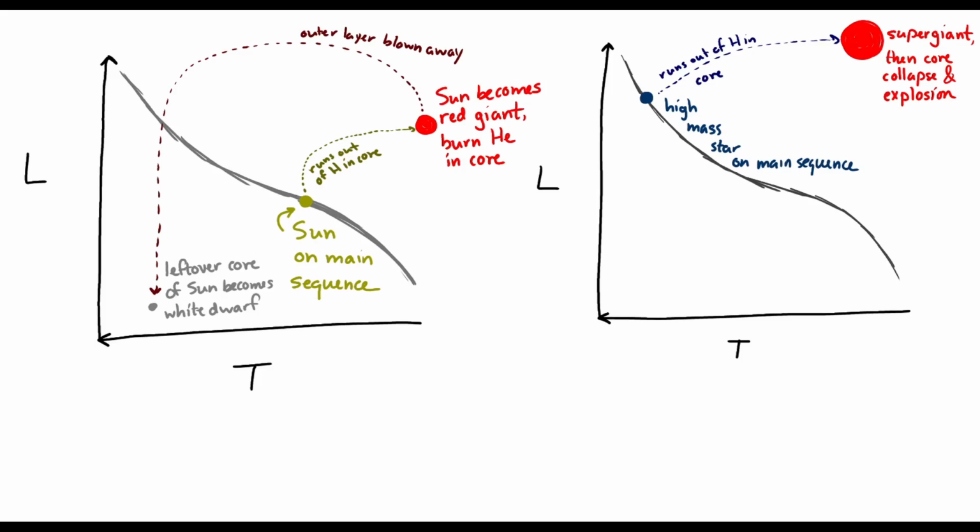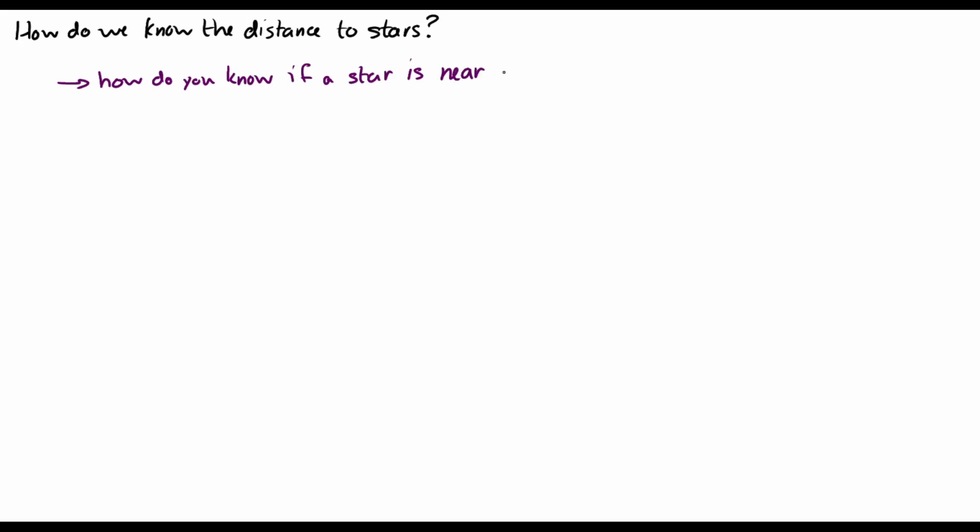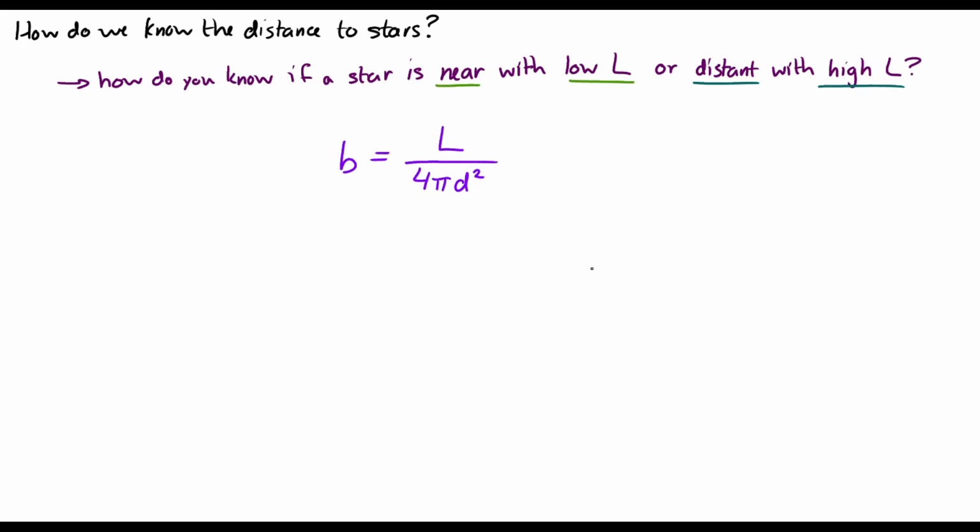Now let's take a step back and think about, how do we know the distance to stars? For example, if you see a star in the sky, how do you know if it's a near star that has a low luminosity or a very distant star that has a high luminosity? I mean, if we think about it, the brightness is equal to the luminosity over 4 pi d squared. What we observe from Earth is the brightness. We don't directly observe the luminosity.